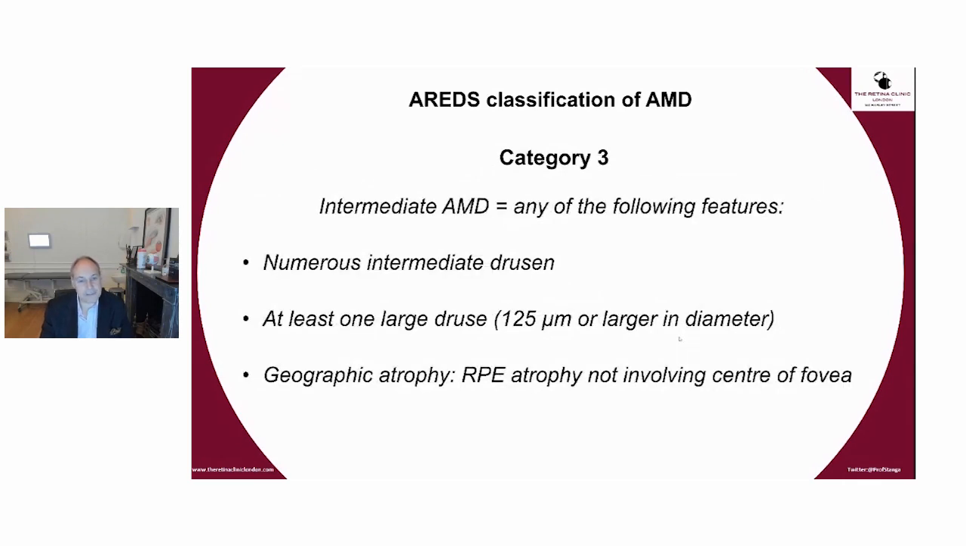Category 3, intermediate AMD, any of the following features: numerous intermediate drusen, at least one large drusen, 125 microns or larger in diameter, or geographic atrophy. Geographic atrophy is when there is cell death already. RPE atrophy not involving the center of the fovea in this case.